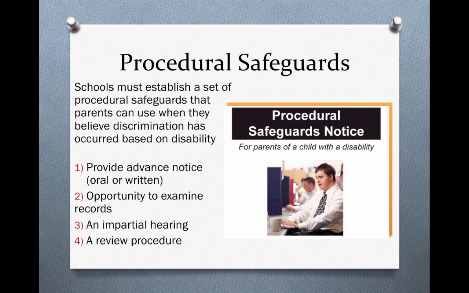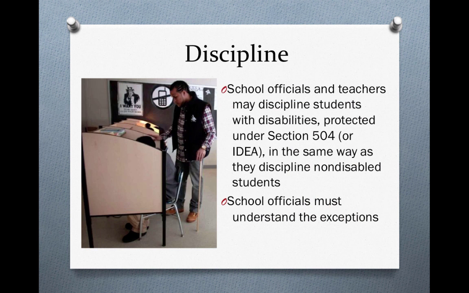There are procedural safeguards built into this act, just like there are with IDEA. And so schools have to provide a set of procedural safeguards that parents can use when they believe their child may have been discriminated against. And so written notices need to go out, an opportunity to examine records. There can be an impartial hearing and a review procedure.